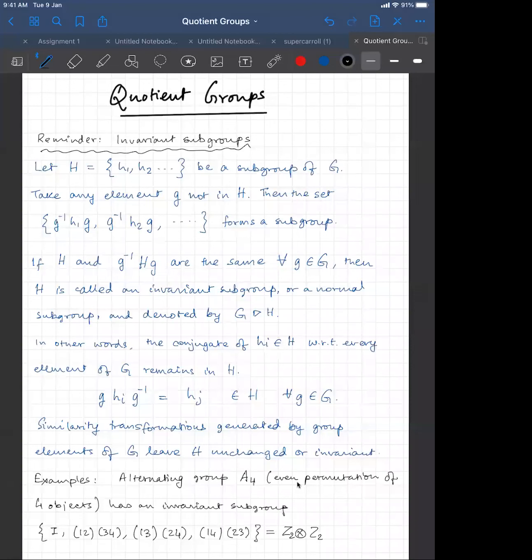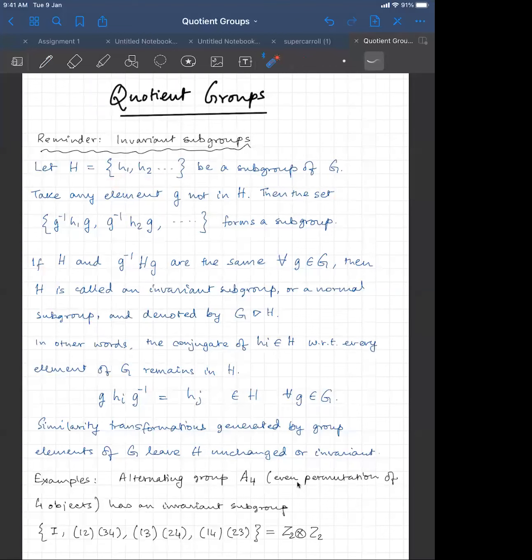All right, so what we want to do is we will start off with a reminder of what we had earlier. So we remember what a subgroup is, and also I wanted to remind you about this very special sort of subgroup that we call an invariant subgroup. So we'll start off with H, which is going to consist of the elements H1, H2, and so on. So this is going to be a subgroup of G, okay? Now it's not going to be any subgroup, it's going to be a special subgroup. So we'll start off by taking an element G, which is not in H.